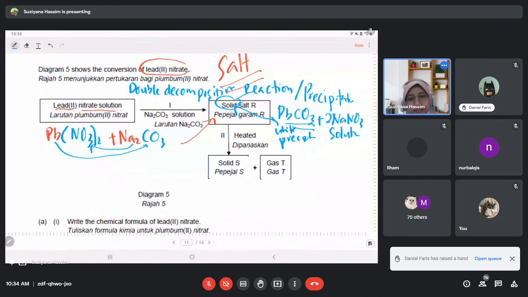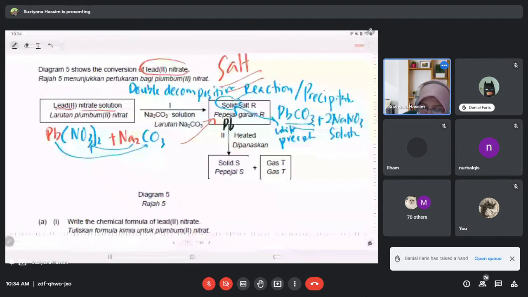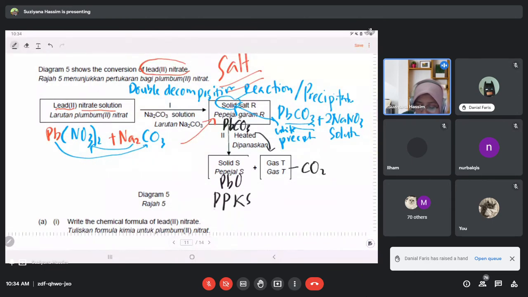Okay. And then we know that the product is lead carbonate. You heat it, as we discussed just now. Lead carbonate, when you heat it, will produce gas. What is the name of the gas? Carbon dioxide. The formula is CO2. And when you heat it, you get lead oxide. PPKS: Panas, perang, kuning, sejuk. I mean, when hot it is brown, yellow when cool.